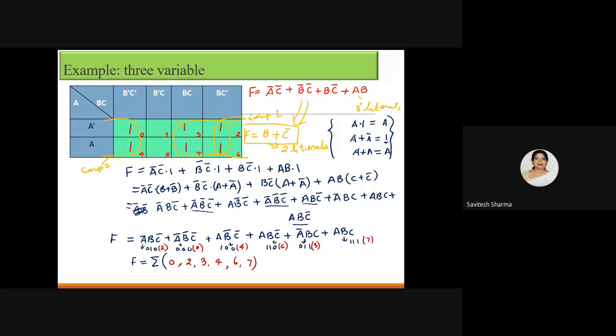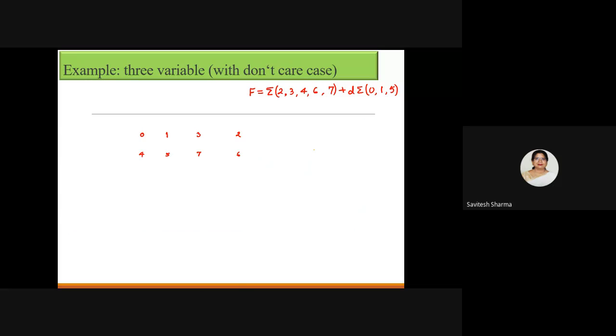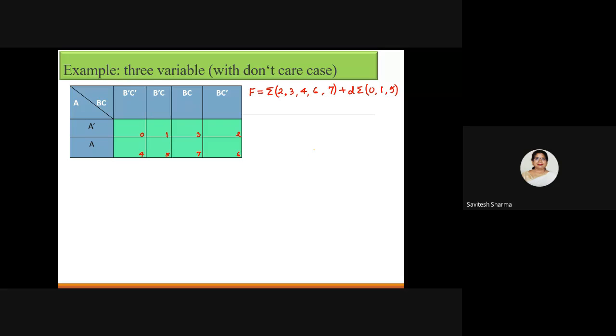So I hope you understand how to map the 3 variable function if you have the given minterms in standard form. Now I am showing another thing. So this is something that is added here.